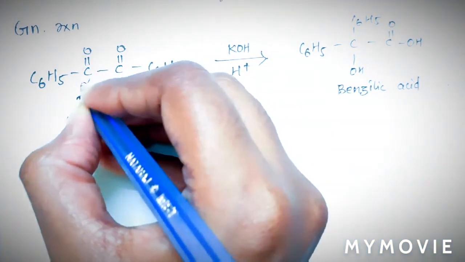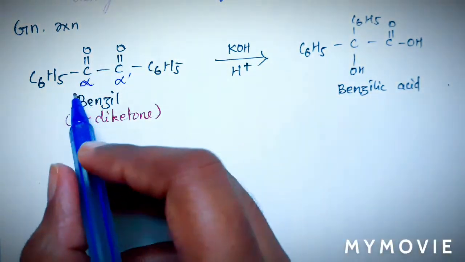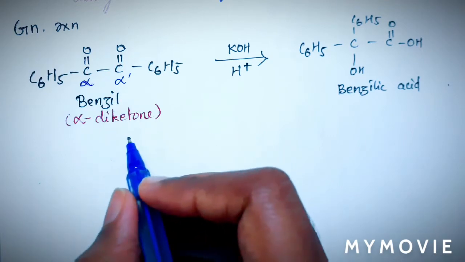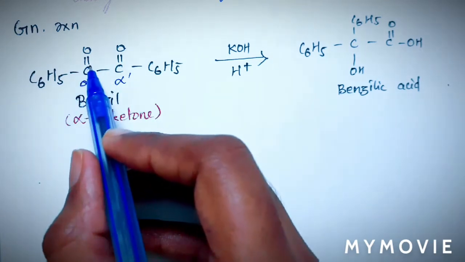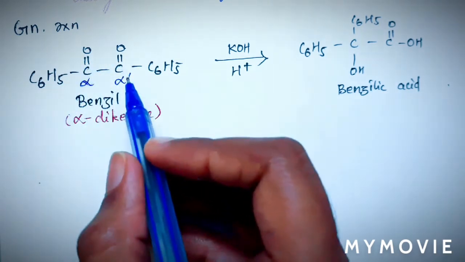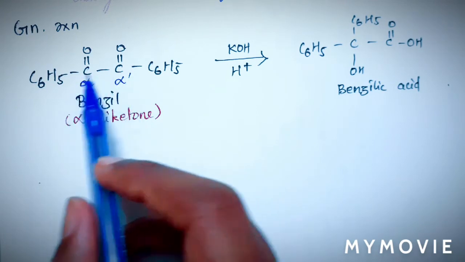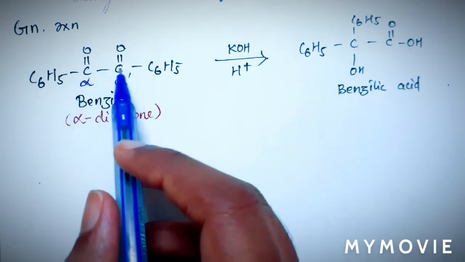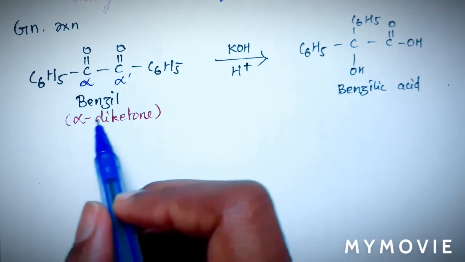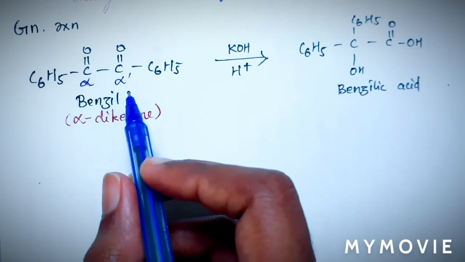I'm writing alpha and alpha dash, just to make a difference, but both are alpha carbon atoms. And both of which are ketonic carbons, that is C double bond O. Therefore, you write alpha diketone. Since there are two ketonic groups present and both are in alpha position, I'm writing alpha diketone. Only an alpha diketone, which is also called a benzil, can undergo this reaction.